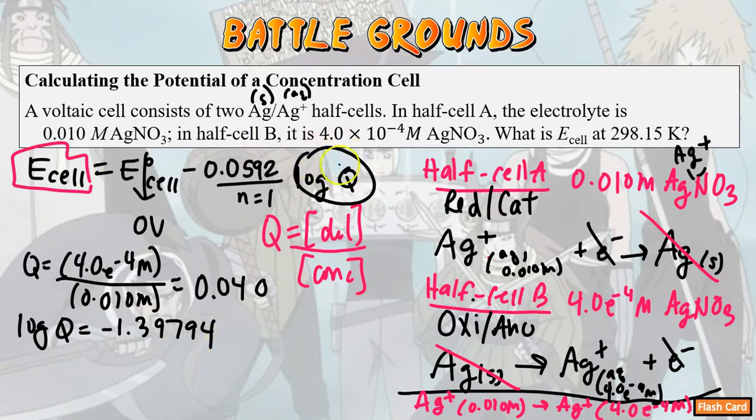Now I have all my numbers. My Q value, I actually have the log of Q here. I have my E naught of the cell, or my standard cell potential, and so I can go ahead and solve my E of the cell, which is basically my non-standard potential. Okay, folks, so I'm going to erase some of this here and get to it.